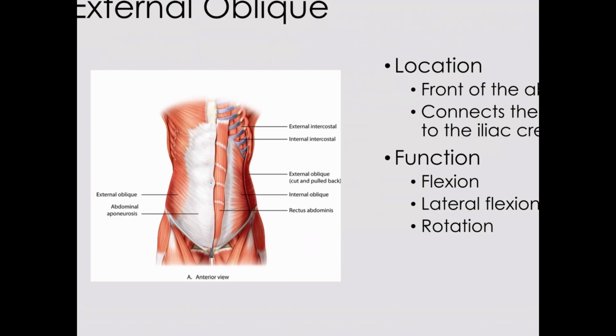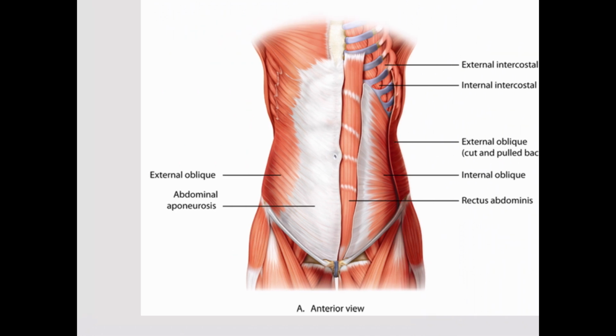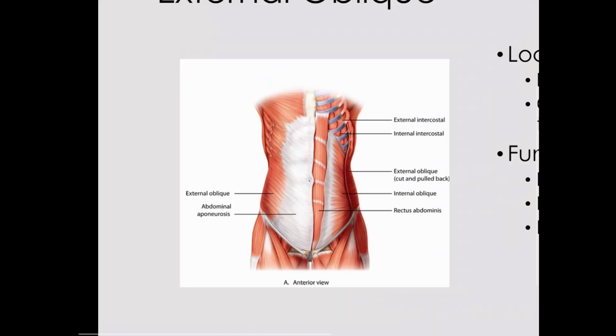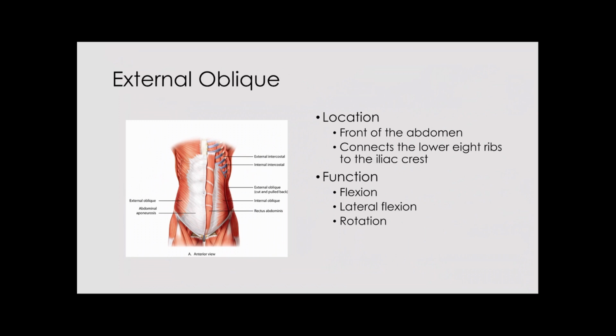You also have your external obliques. Working your obliques is a great way to stabilize your core and get rid of those love handles. This is located on the front part of your abdomen. You can see it right here, your external oblique. Don't confuse it with your internal oblique, which we'll talk about next. Your external oblique is in the front of your abdomen.